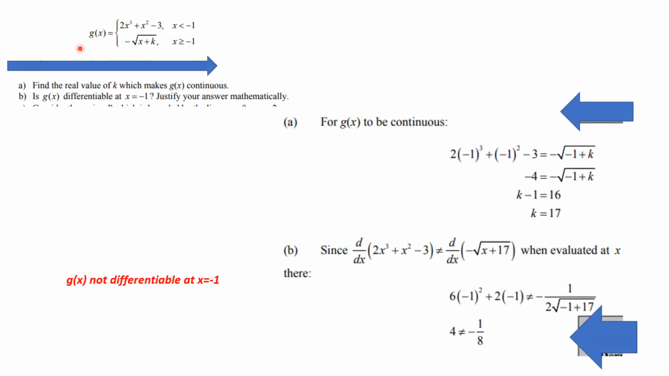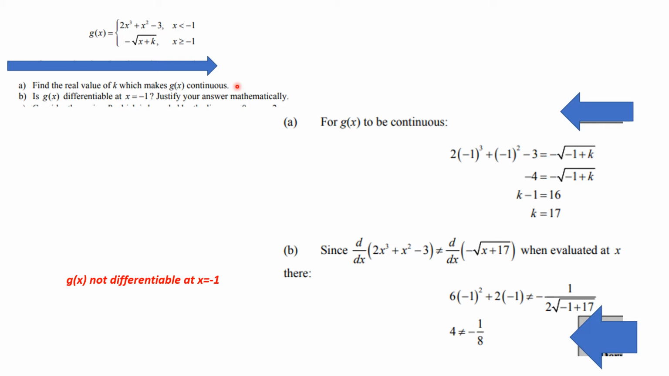So the question that was posed in this LSA was, given y equal g of x, a piecewise defined function, y equal g of x equal 2x cubed plus x squared minus 3 when x is less than -1, and it's equal to minus the square root of x plus k whenever x is greater than or equal to -1. And you were to find the real value of k which makes g of x continuous.